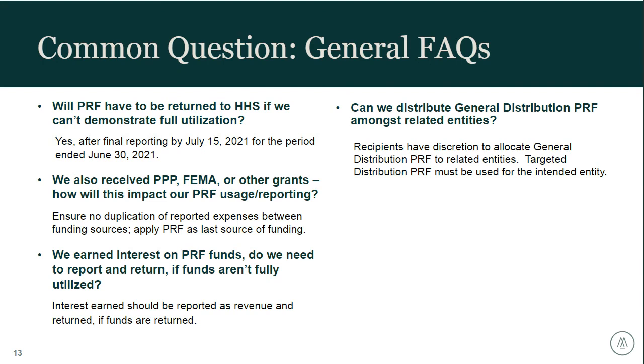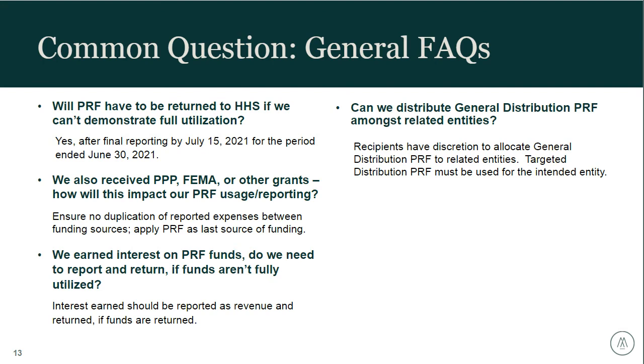And thinking about general distribution funds, and we receive them kind of at a parent level, what can we do with those to get those out to our subsidiaries? So there's quite a few FAQ responses related to this, but basically in a nutshell, yes, you can distribute, allocate those at your discretion for general distribution funds to subsidiary entities, but not targeted. So be very mindful of tracking those funds and making sure you're not allocating any targeted distribution funds.